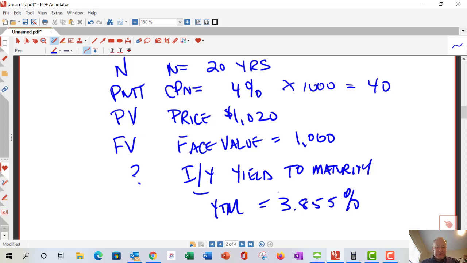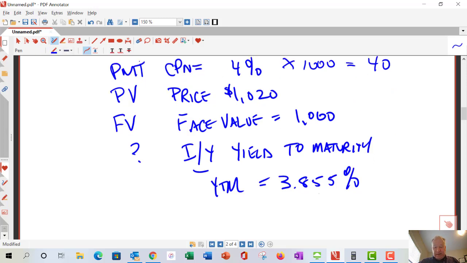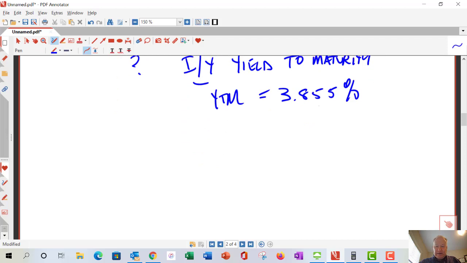We'll buy this bond today. We hold it for, assuming there's 20 years left to maturity, we're going to yield 3.855%. And note again, we're going to pay $1,020 today. We're only going to get $1,000 at the end, so we're paying a premium, and that's why the interest rate, or the yield on this bond, is lower than the coupon of 4%, $40. Okay. So again, that's just some things to be aware about with bonds.